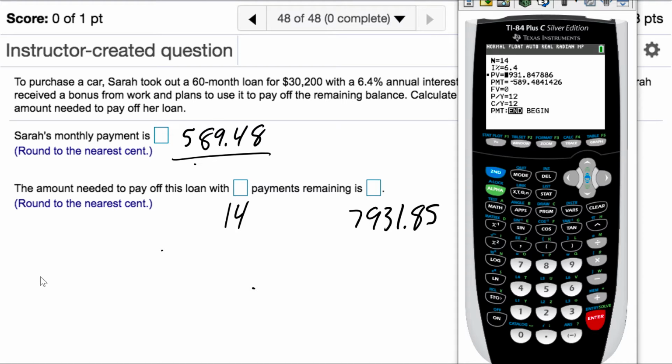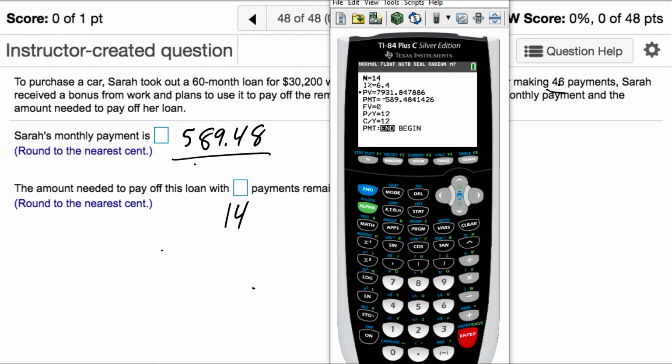All right, so just 2 steps to that problem. Find your monthly payment. We needed the monthly payment to be able to then solve for the new present value, and then we could find the new present value with payments remaining. So those are the 2 steps to that problem. All right, let's look at the next problem.